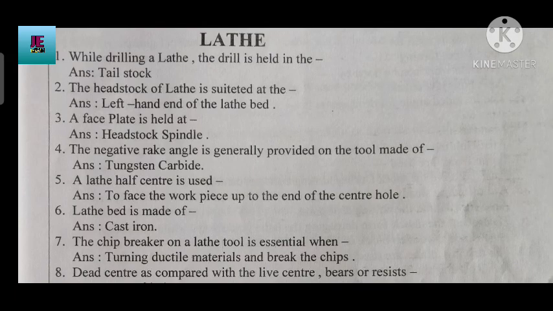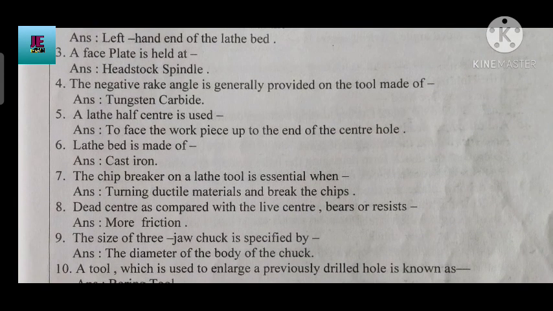While drilling on a lathe, the drill is held in the tailstock. The headstock of the lathe is situated at the left-hand end of the lathe bed. A faceplate is held at the headstock spindle. The negative rake angle is generally provided on the tool made of tungsten carbide.